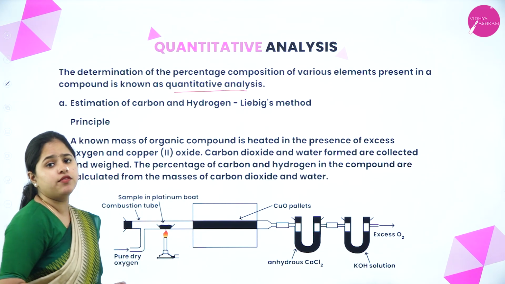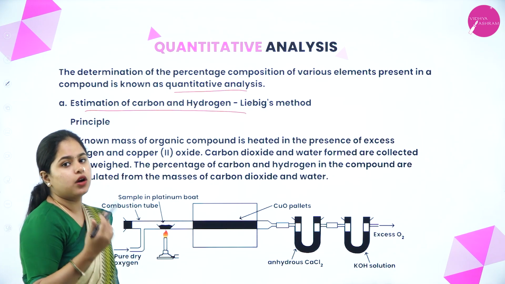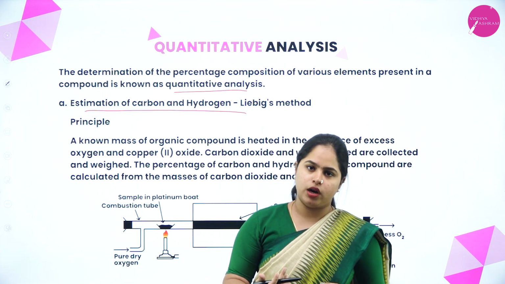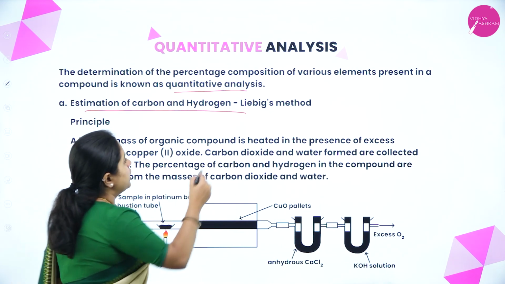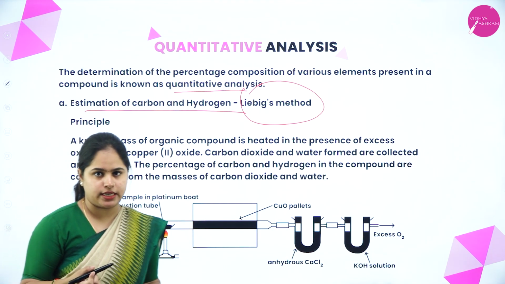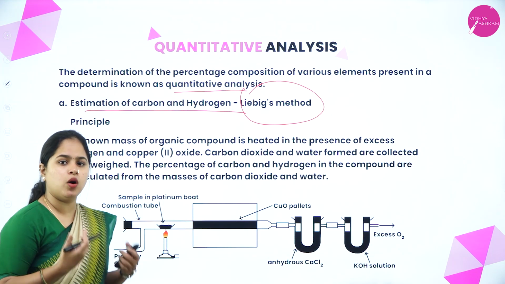Okay, so the first one we are going to see here is the estimation of carbon and hydrogen. We are going to calculate how much carbon and hydrogen is present in the organic compound, and this is done using Liebig's method. This is done using Liebig's method. Okay, so this is a very important test. So let's see how this works.